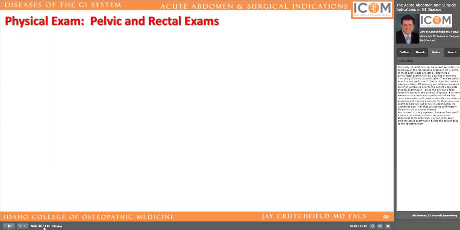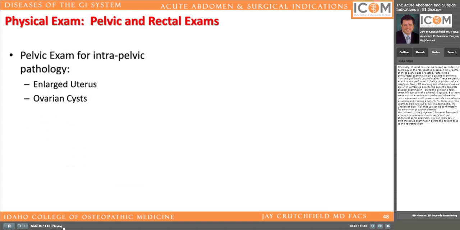Obviously, physical pain can be caused secondary to pathology of the reproductive organs. A list of some of those pathologies is given here. Performing a pelvic or rectal exam on a patient in extremis may be unnecessary and may be significantly uncomfortable.